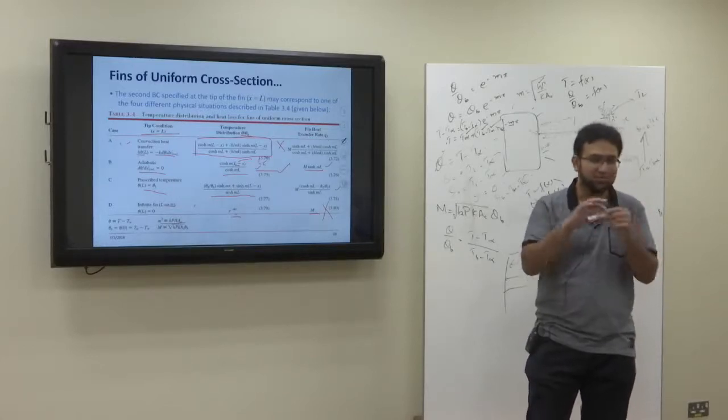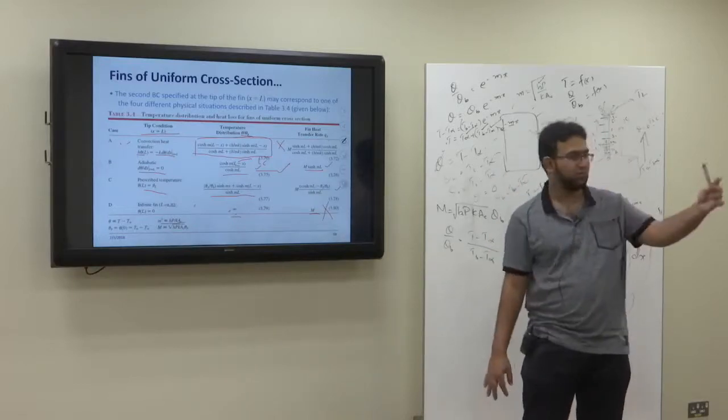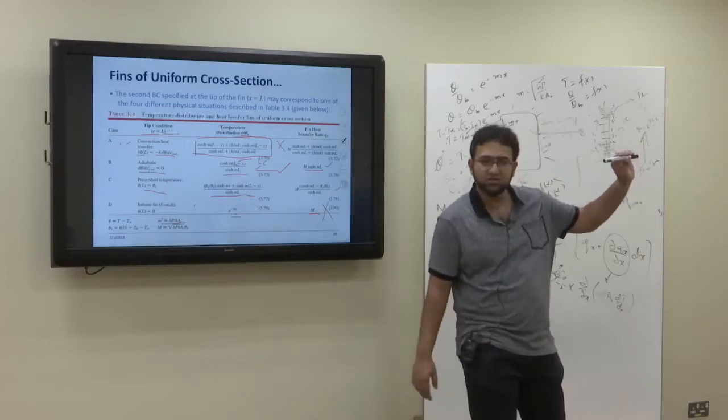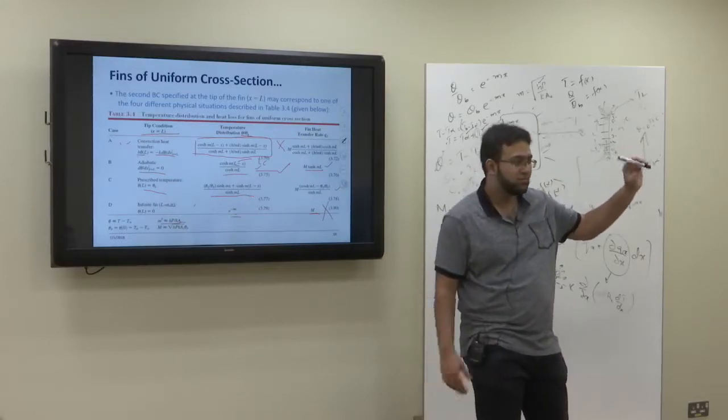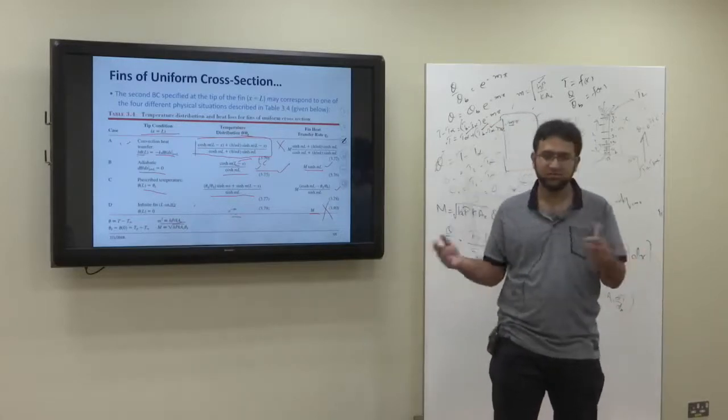Yeah, I know this, but what's the perimeter of a circular rod? So it's a circular rod. If I see from here, that's a circle. Perimeter of a circle is what? 2 pi r. 2 pi r is the perimeter of a circle.